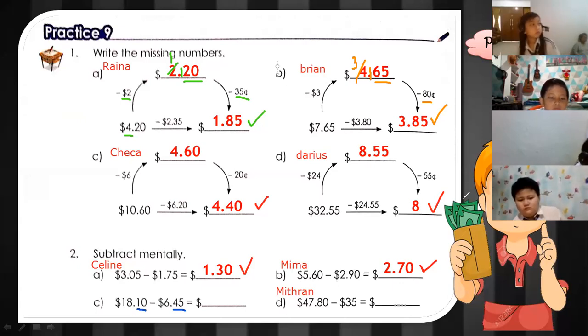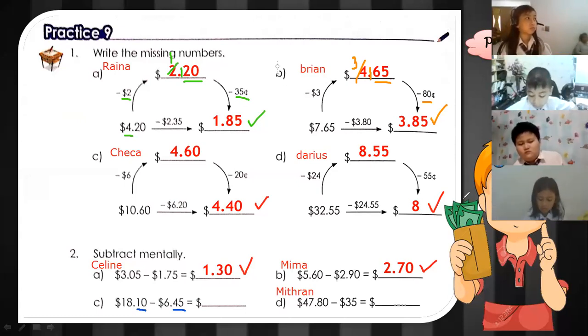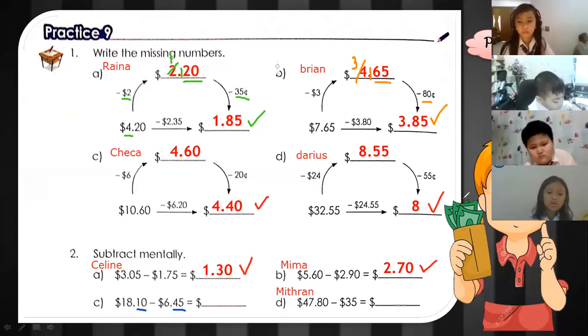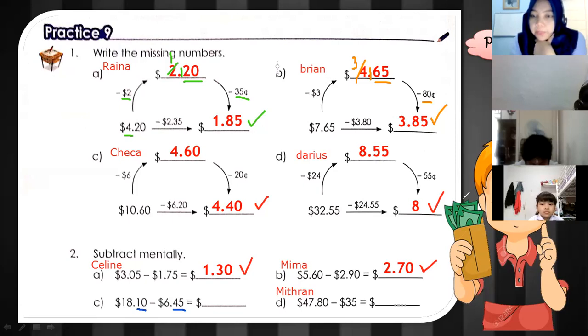$18.10 minus $6.45. What? Come on, Miss Ini already show you the way, right? Berapa jawabannya? $11.65. $11.65, is it correct? Yes, yes, yes. Okay, very good. So now you understand, right? If the cent is less than the other one, so you have to borrow from the dollars like that.